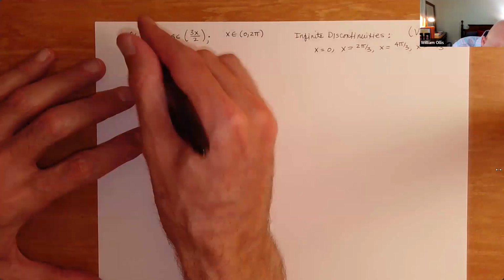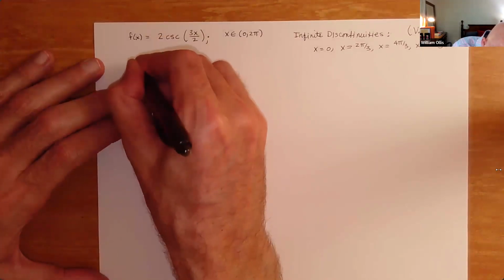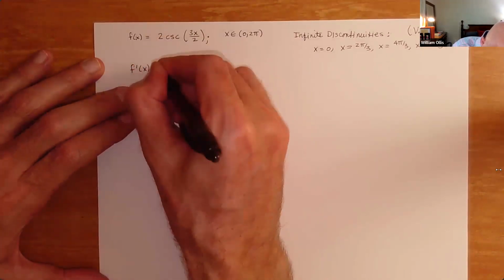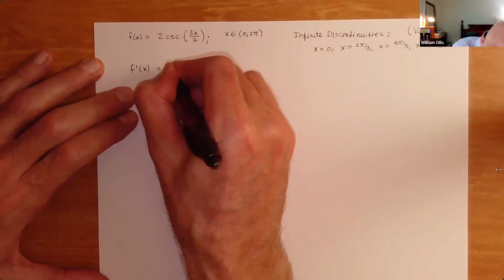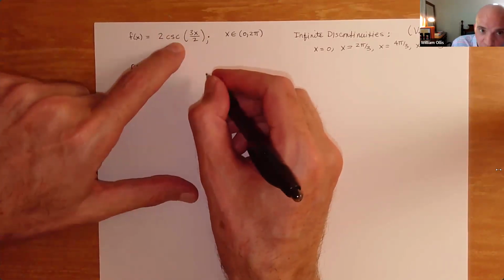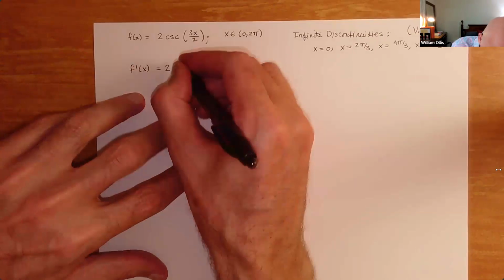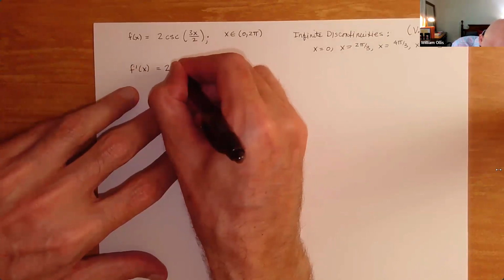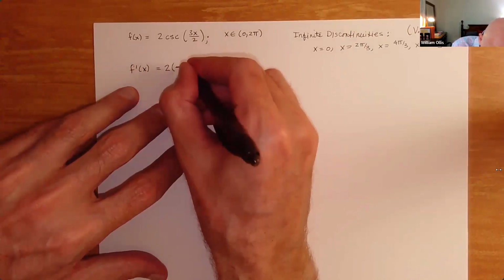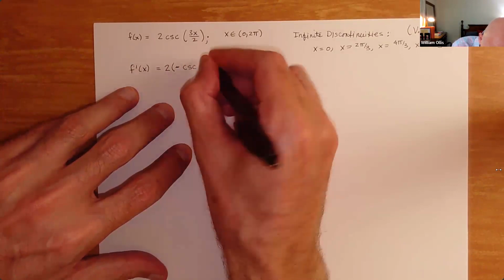So let's do our derivative. So we have f prime of x. Of course, the 2 we just leave out to the left. It's just there. And then, of course, we take the derivative of the cosecant, which is the negative. So we'll just put a negative here, negative cosecant cotangent.